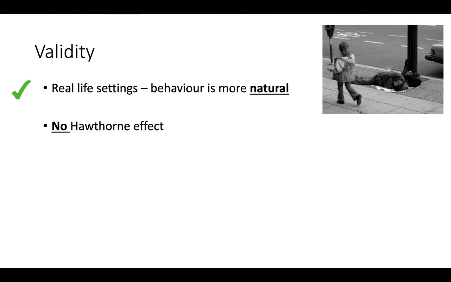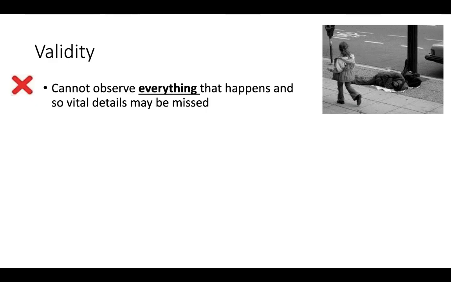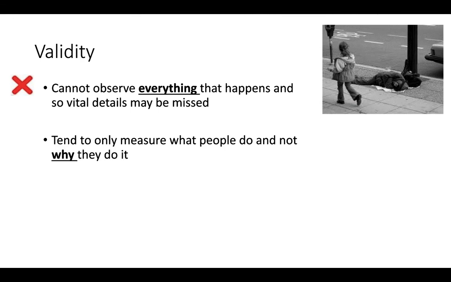There's no Hawthorne effect here because people don't even know they're being watched at all, so they're going to behave fully naturally. However, as we said before, you can't actually observe everything that happens, and so you might miss those vital details. And you tend to only measure what people do and not why they do it. So we can say people will stop and help a bystander who is pretending to be ill on average after 15 minutes. But that doesn't tell us why, and surely that's more interesting. And that's where a qualitative method may come into its own.